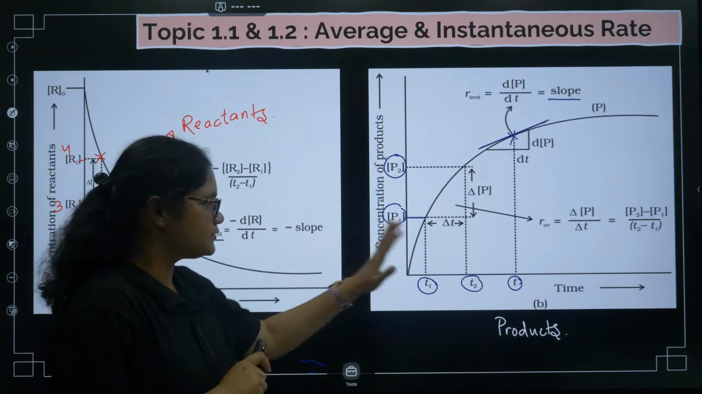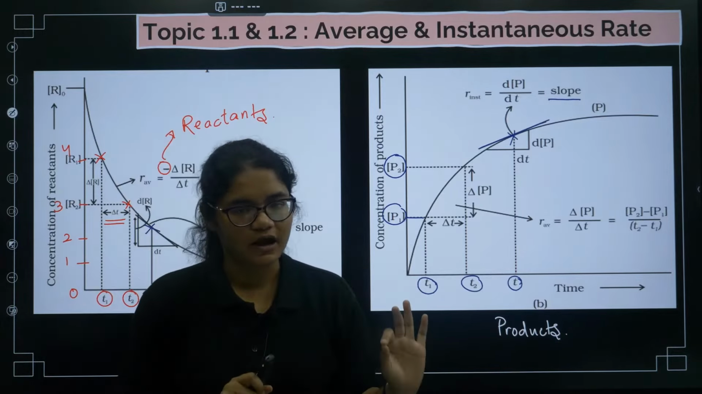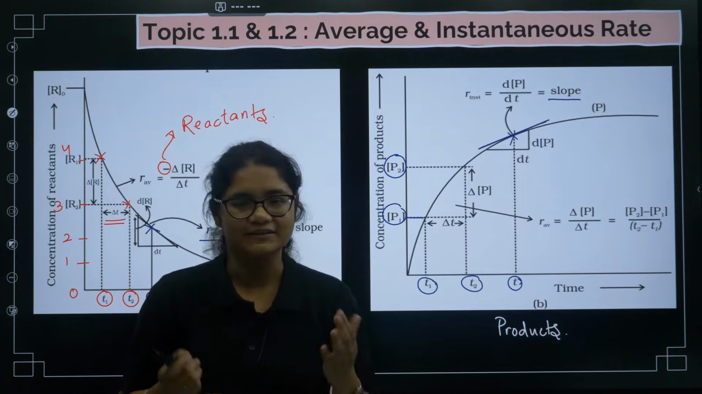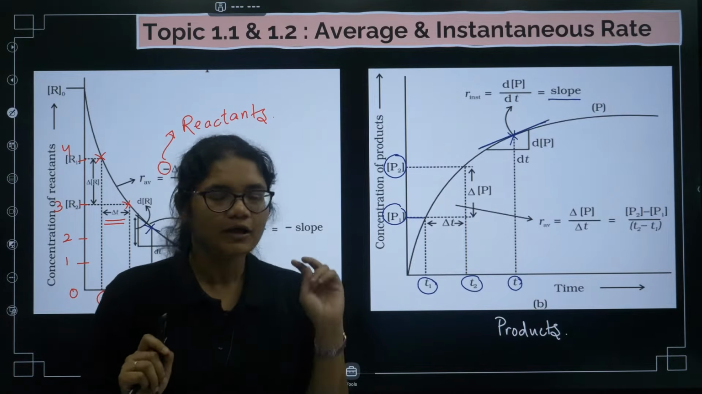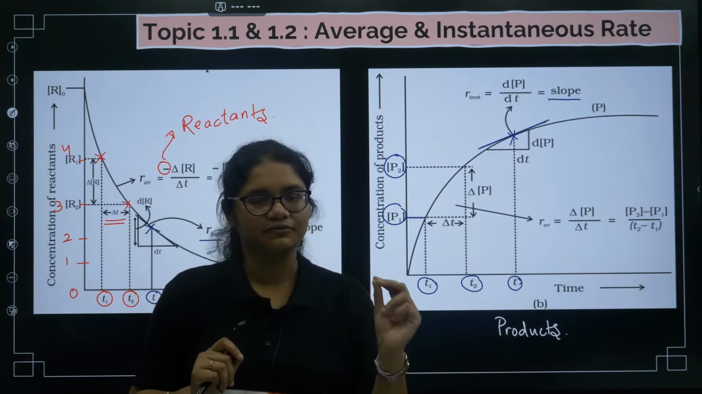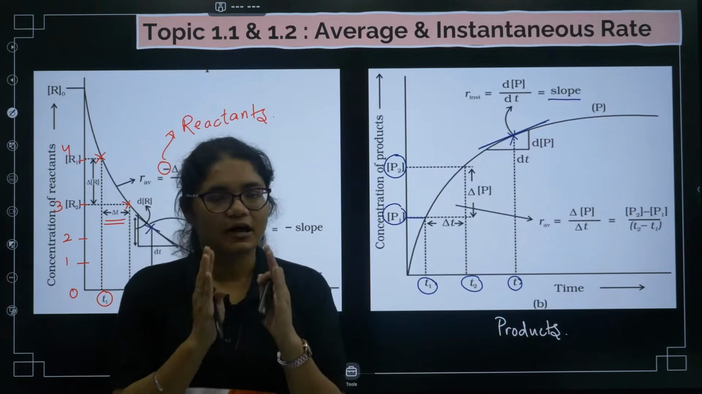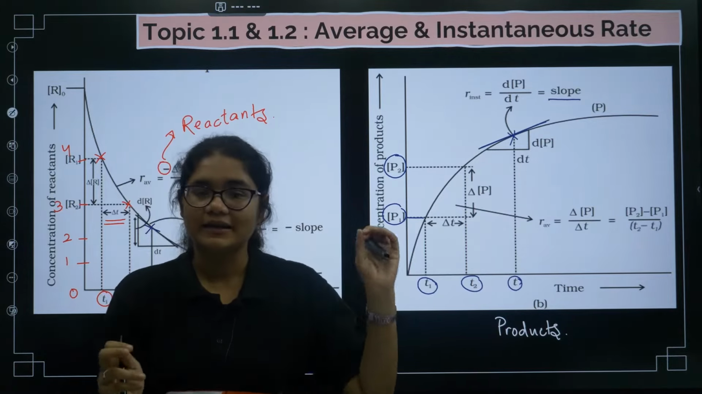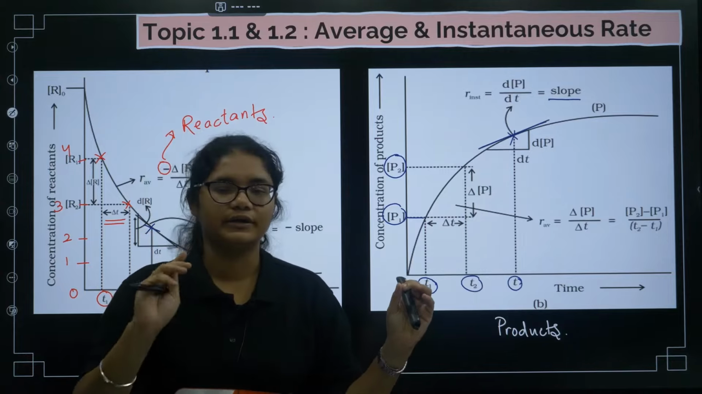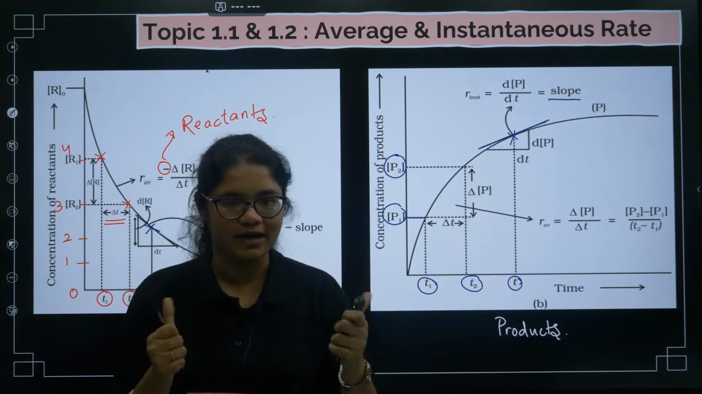In exams, questions will not be asked to calculate from the graph, so you need not worry about how to draw the tangent and how to calculate the slope, nothing like that. You just need to understand a very basic difference, that average rate means at a certain time interval and instantaneous rate means at a particular time. Getting this much? If you have understood, that is well enough.